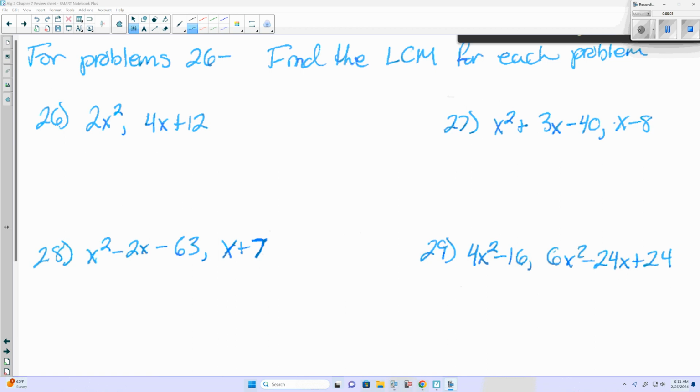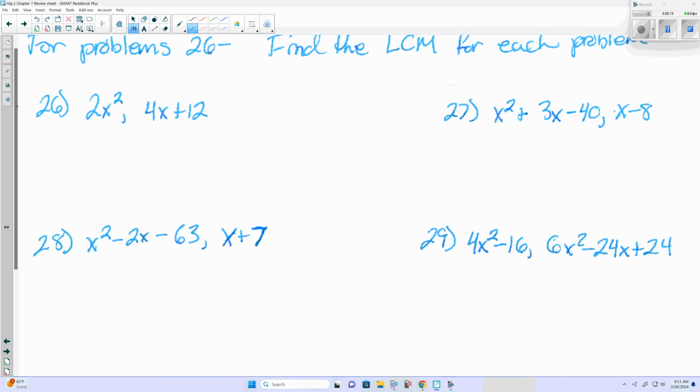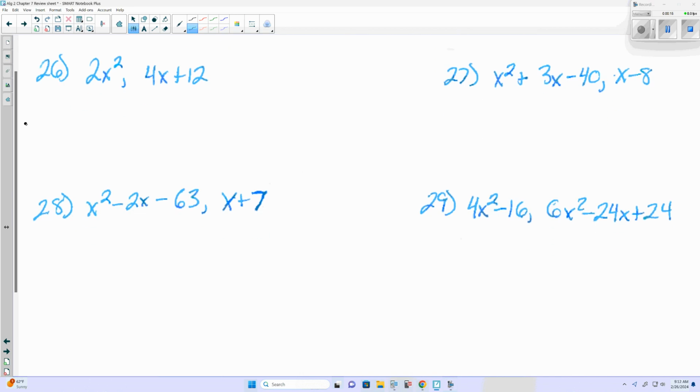All right, guys, we're going to finish up the review sheet today, and your test is tomorrow. So where we finished up on Thursday was problem number 26, finding the least common multiple.